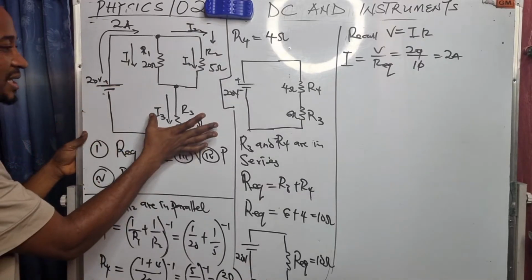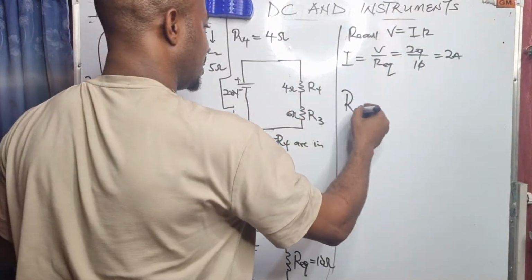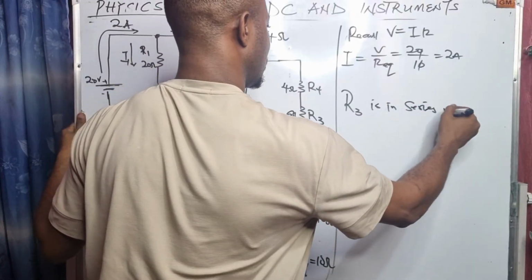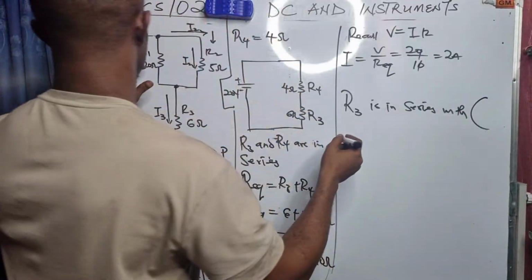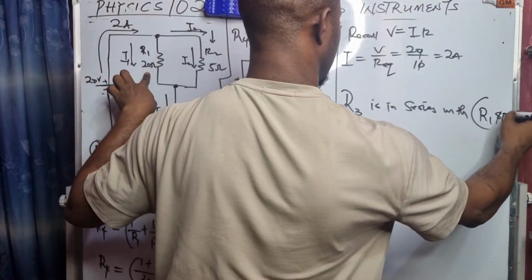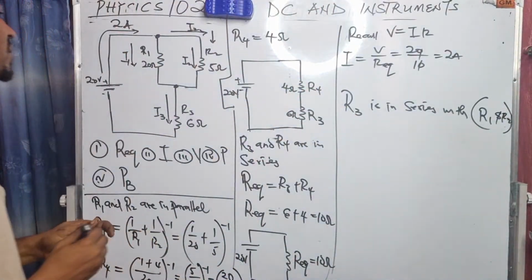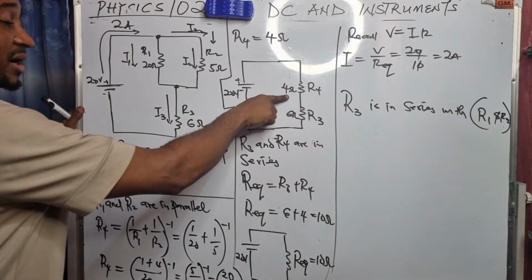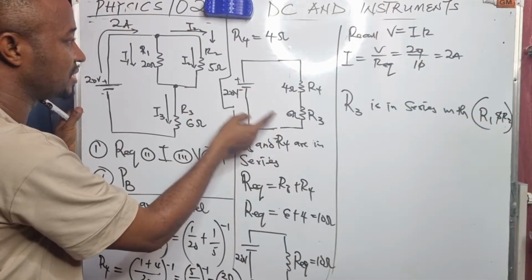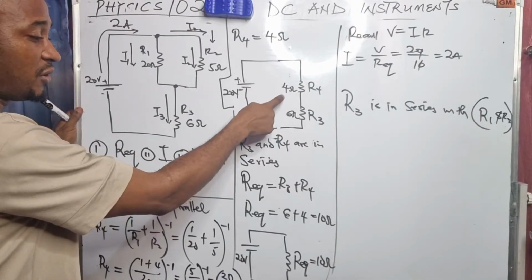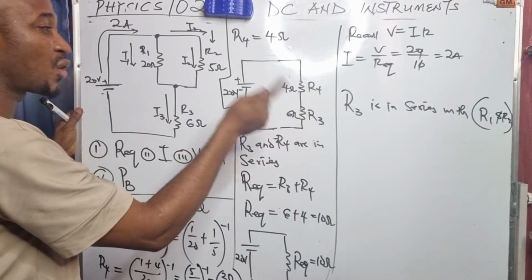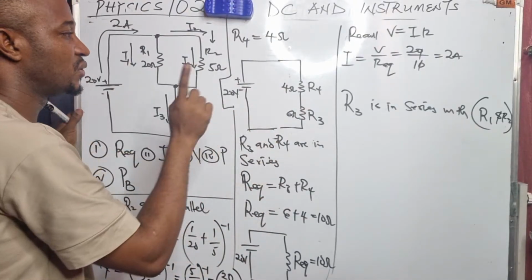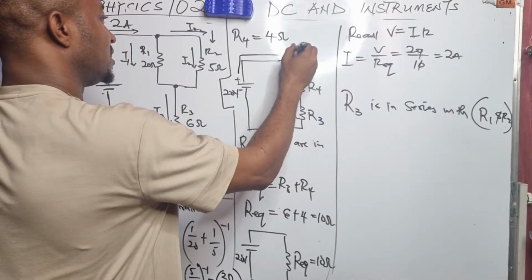I3. So the current, R3, look at this. R3 is in series with the combination of R1 and R2. R3 is in series with this combination. When we combine this, that gives us R4, right? The combination of these two gave us a 4 ohm resistor. So the current that flows through R3 must be the same current that flows through R4. So the current that flows through this circuit is 2 ampere.